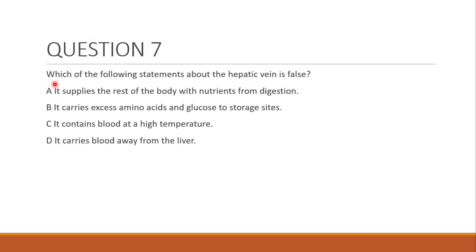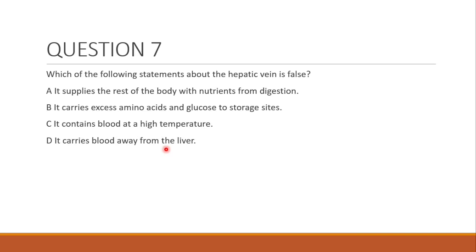Question 7. Which of the following statements about the hepatic vein is false? A. It supplies the rest of the body with nutrients from digestion. B. It carries excess amino acids and glucose to storage sites. C. It contains blood at a high temperature. Or D. It carries blood away from the liver. Which of these statements is false about the hepatic vein?